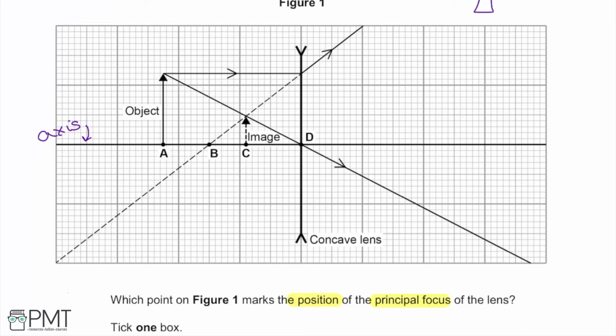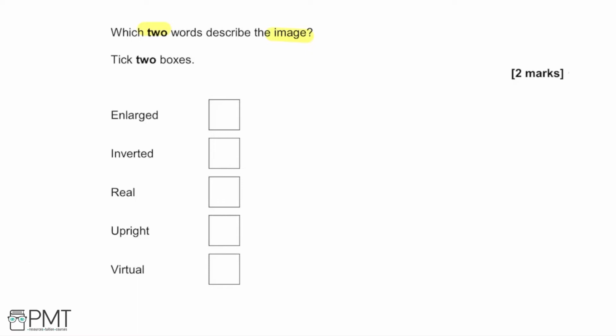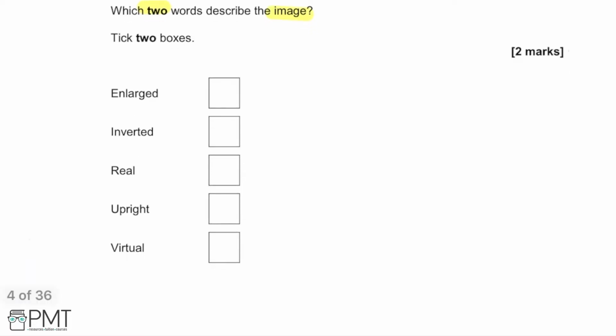We can also see that the image is the same way round. It's not been inverted. It's on the same side of the lens. So the final option, which is going to be the correct one, is that it is upright. The orientation of the image has not been changed. The arrows are both pointing in the same direction. So the image is upright. So we can tick the two answers here, which are that the image is upright and it is also virtual.